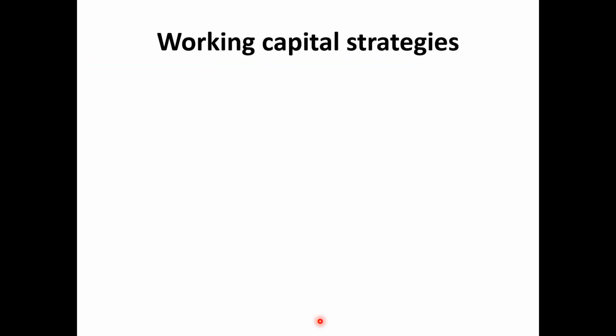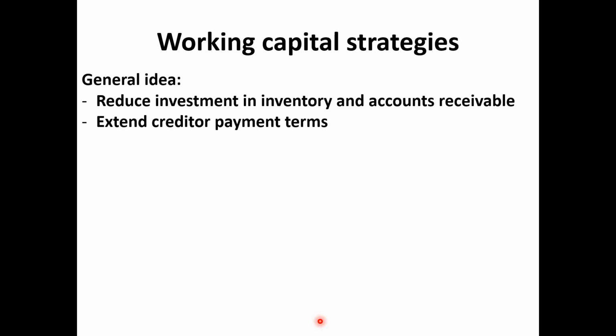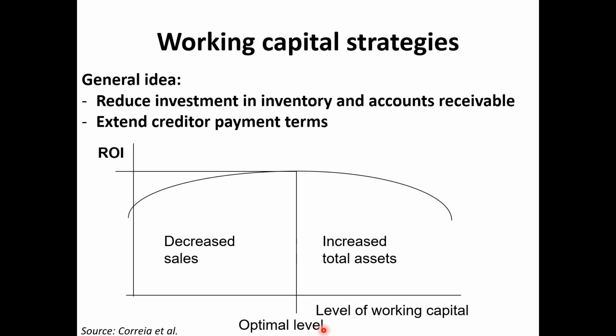So the general idea then is that we want to reduce the investment in inventory and accounts receivable and extend the creditor payment terms. So essentially we are reducing our cash conversion cycle as much as possible while not decreasing our revenue or increasing costs. And so it becomes a balancing act where we try to obtain the highest return on investment and maximize our assets.